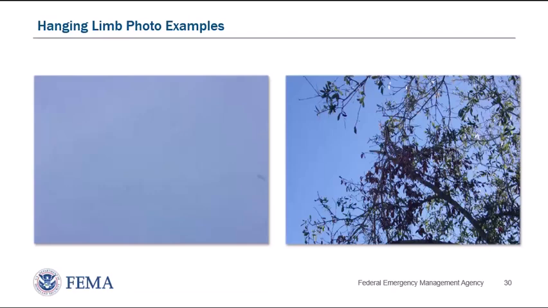Basically, you want the reviewers to be able to see the photos you've attached and to immediately be able to identify the hanging limbs and for them to be able to see the danger they pose if the hanging limbs aren't removed. Now that we've reviewed these bad examples, let's move on to some more examples.